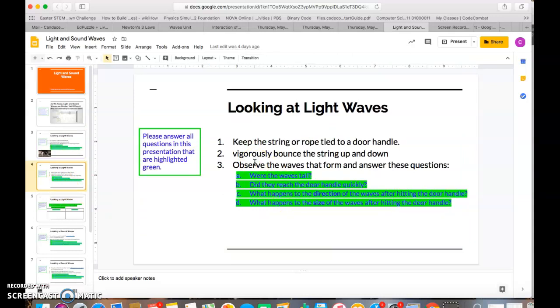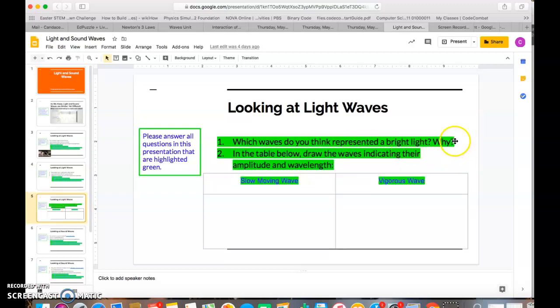And then you're supposed to do it again, but this time you're supposed to bounce it like crazy fast, like a crazy person, okay? And see, is the amplitude higher this time? Does it get to the doorknob quicker? When it hits the doorknob, does it bounce back this time? If it still doesn't bounce back, still tell me. It doesn't bounce back. That's okay.